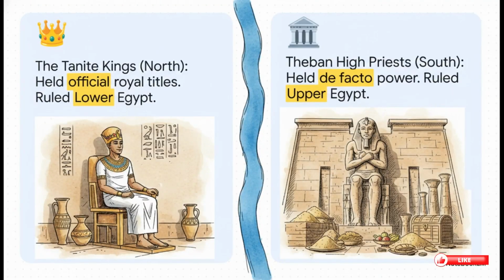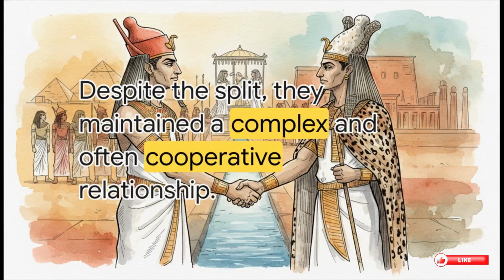This slide really breaks it down perfectly, side by side. You have the Tanite kings up north, holding the legitimate, official royal titles, but they only really control Lower Egypt. And then, down south, you have the Theban high priests, who have the actual, on-the-ground, de facto power over Upper Egypt, all thanks to their massive religious influence. Now, you'd think this setup would be a recipe for disaster, right? Like constant civil war? But, and this is the really wild part, that's not what happened. A lot of the time, these two power centers actually cooperated. You see political marriages between the two families, and they kind of just accepted this strange two-headed system. They sort of needed each other to keep things from completely falling apart.